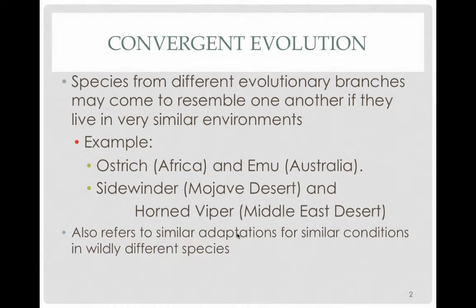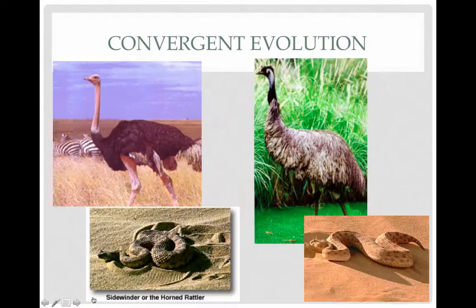Alright, first thing on the list is convergent evolution. As it says here, species from different evolutionary branches may come to resemble one another if they live in similar environments. And there are some examples for you. I'm going to be going through this very quickly, so if you need to stop and read, feel free. Also, these slides are posted on my Google Classroom website.